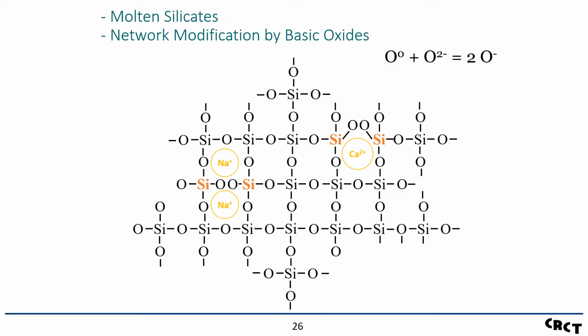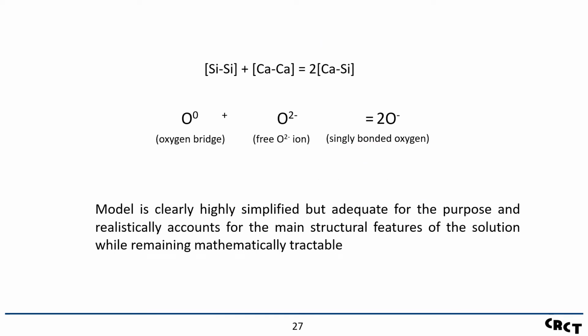So a silicon-silicon pair, Si-Si pair, can be related to an oxygen ion. The number of calcium-silicon pairs is related to the number of broken bridges, and the number of oxygen ions is related to the number of calcium-calcium or sodium-sodium pairs. So our silicon-silicon, calcium-calcium pair reaction can be related to the original idea of breaking the silicon network. An oxygen bridge breaking, a free oxygen ion, gives you singly bonded oxygens. So the Gibbs energy of this reaction is really the Gibbs energy of this reaction.